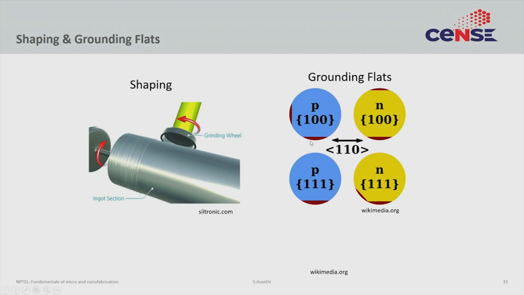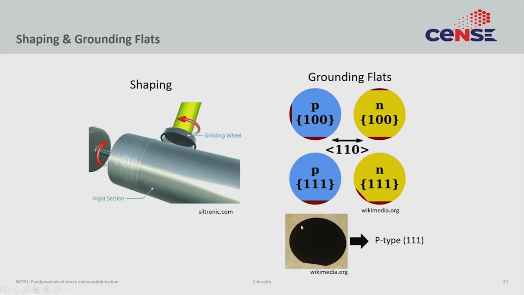So flats are these flat regions that are made in the cylinder. For example, this is what a typical p-type 111 wafer looks like, and the 111 p-type wafer has one major flat. So you see this major flat? This flat tells you that this is a p-type 111 wafer.